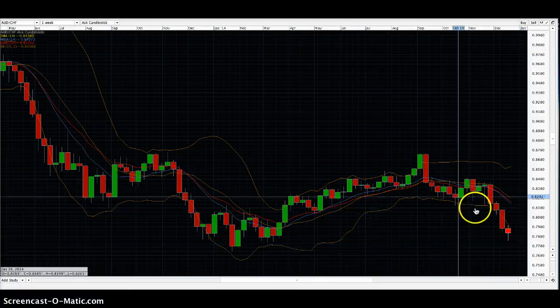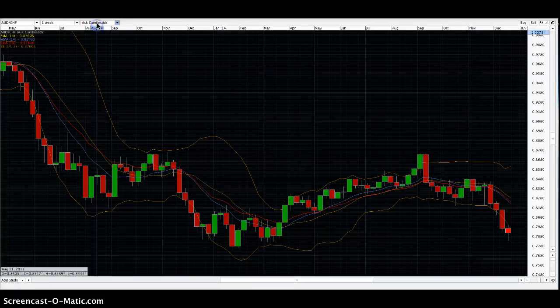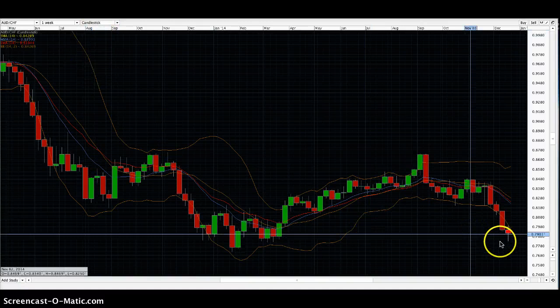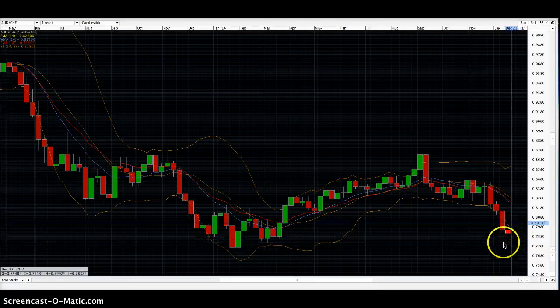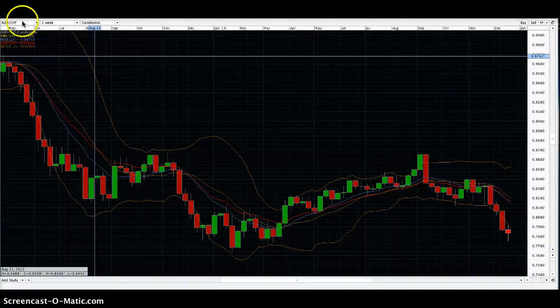When I see that a pair's weekly candlestick, let me change this actually to the regular candlestick, which is the average between the bid and the ask. When I see my pair's candlestick is outside of the Bollinger Bands, that is a red flag. I stay away.